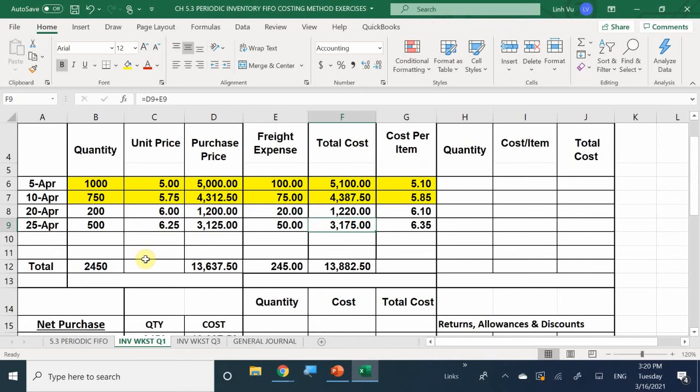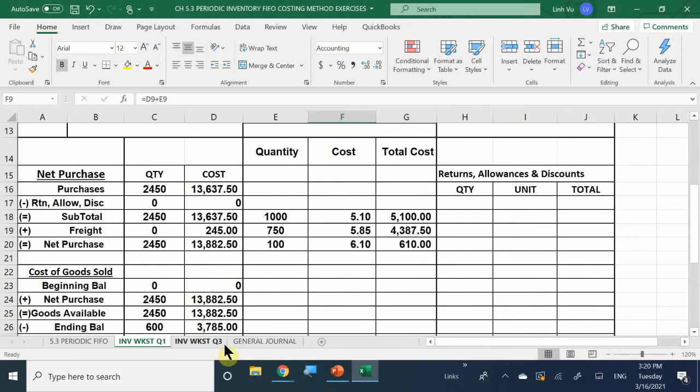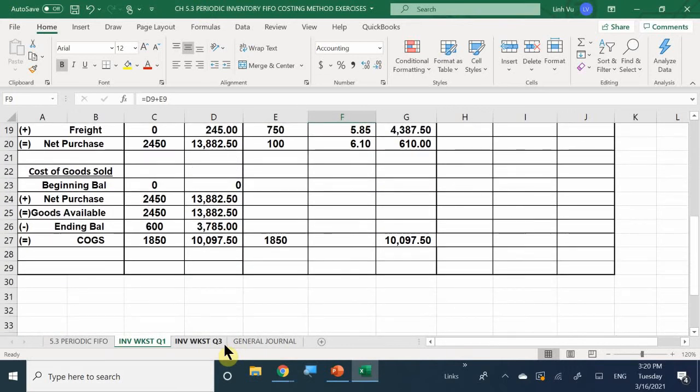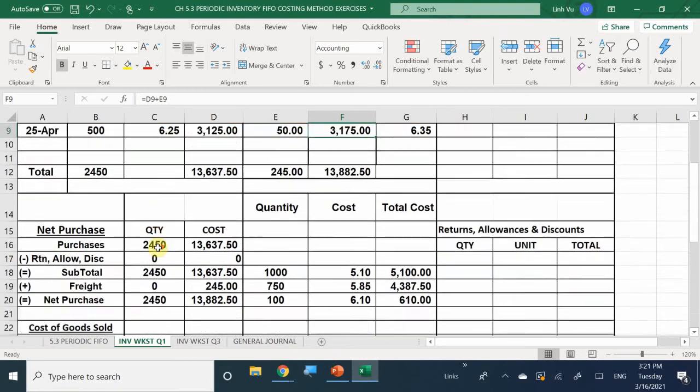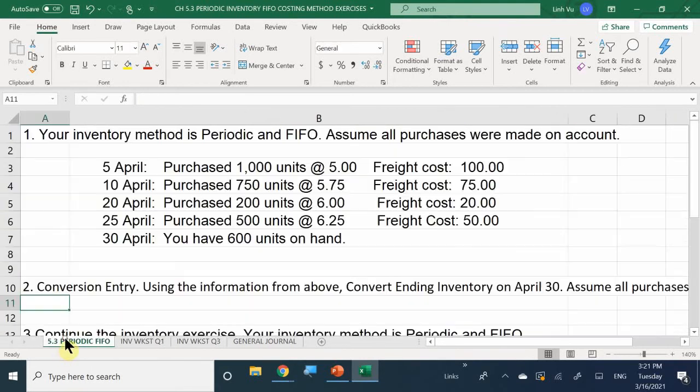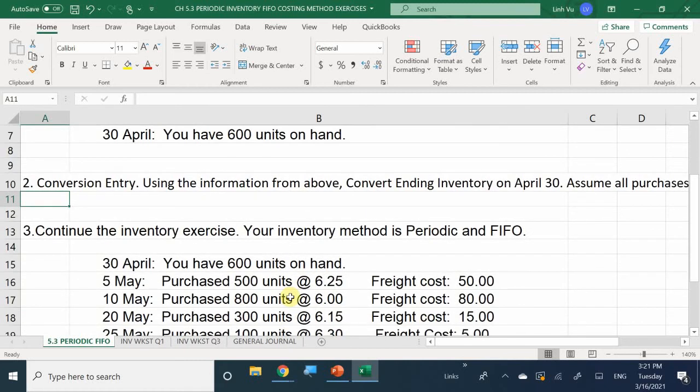Okay. So here's the first problem, and we solved for what the ending inventory is. Now let's dive on to the next scenario. We're complete with this entire scenario. We ended on April 30th, so let's see what our next context is. It says to continue with your inventory. Oh wait, I'm reading the wrong one. There you go. Number three, continue the inventory exercise. Your inventory method is periodic and it's FIFO.